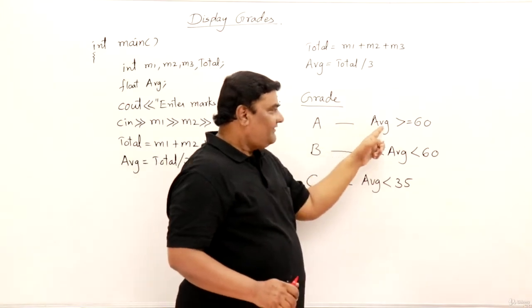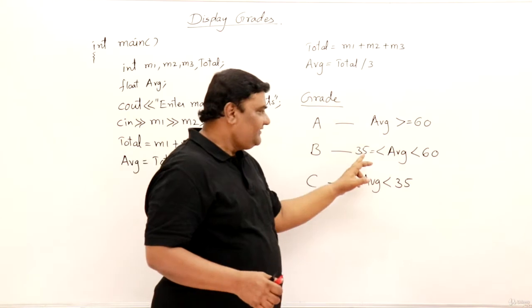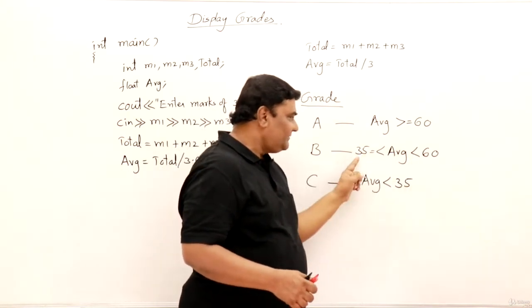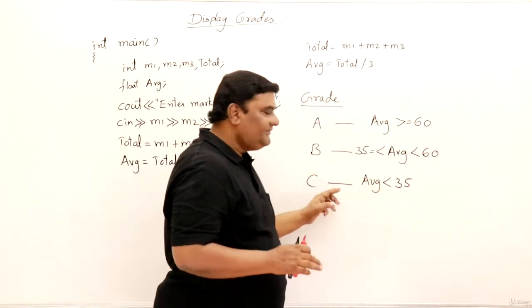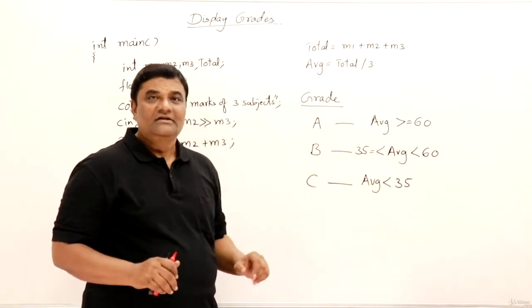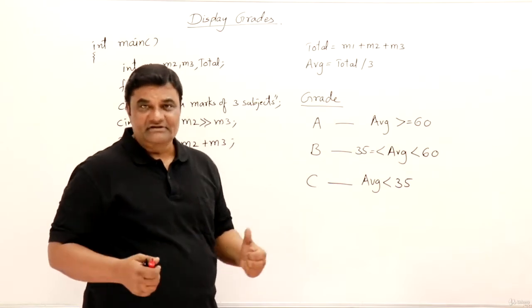So if average marks are greater than or equal to 60, we say grade A. If they are between 35 to 60, less than 60 but greater than or equal to 35, we will say B grade. If it is less than 35, then we say it's a C grade. It's like fail. So I have just taken 3 grades. If you want, you can increase grades in this one.